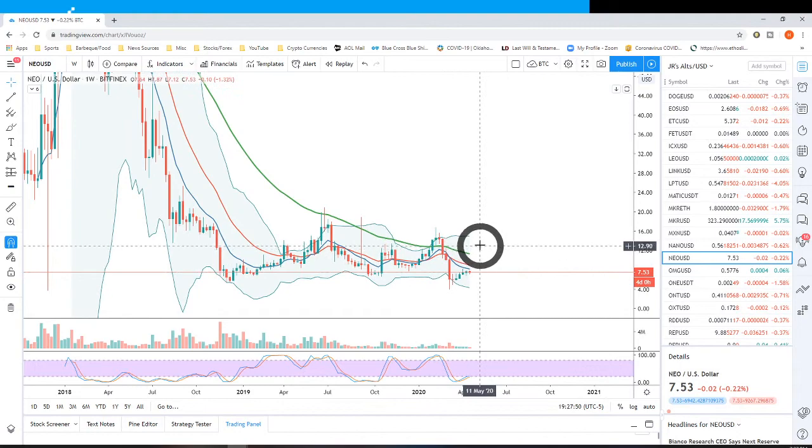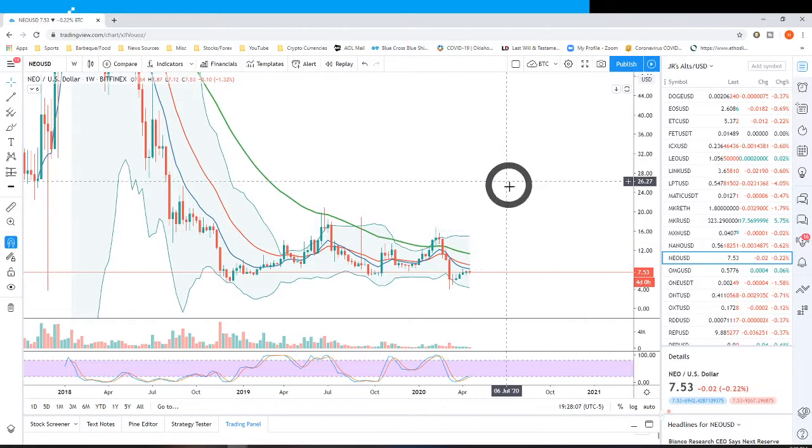So maybe if things really get rolling, and if Bitcoin can kind of just stabilize and not do anything stupid, then maybe alts are back in play again, and you might get this move right here.